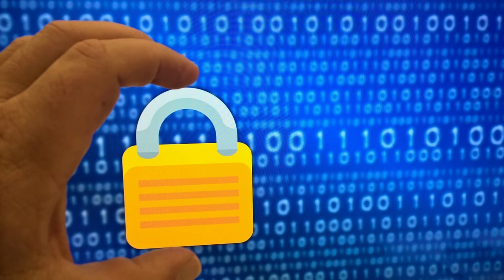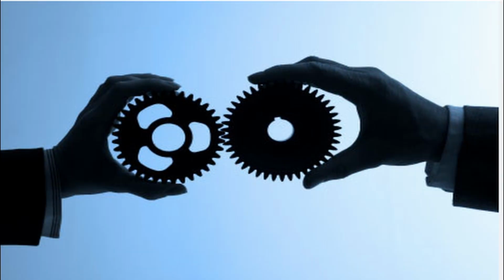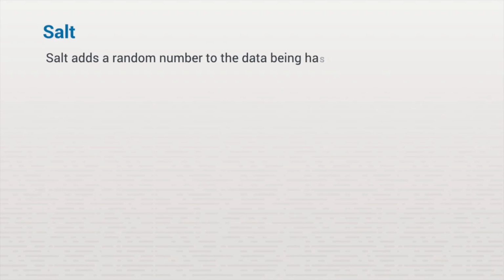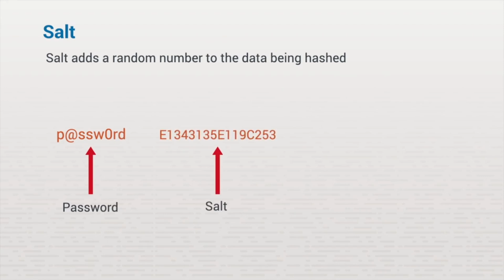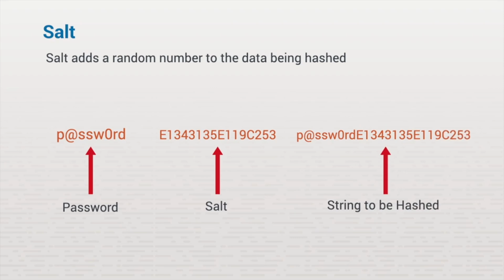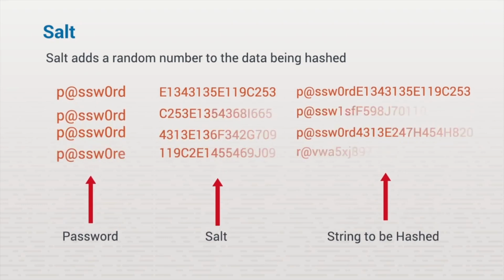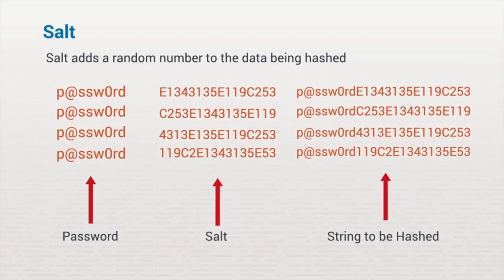To keep this from happening, most hashes also incorporate something called a salt. Salting the hash means adding a random number of characters to the password before the hash is created. For example, if this is the password to be hashed, a salt, such as this, may be added. This becomes the string to be hashed. Since the salt is randomly generated each time, even if the same password is used and can be varying lengths, it's virtually impossible to create a database containing all the possible salted passwords.